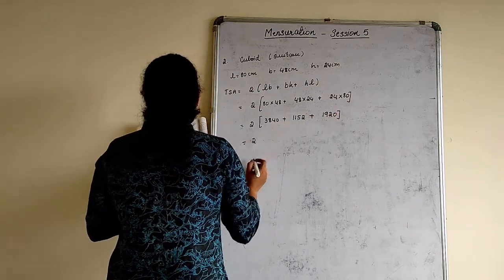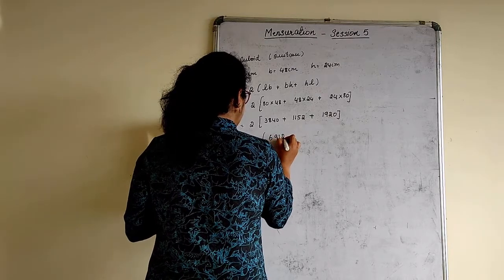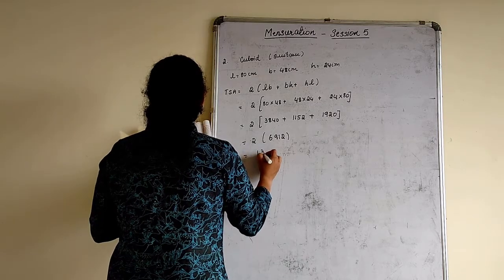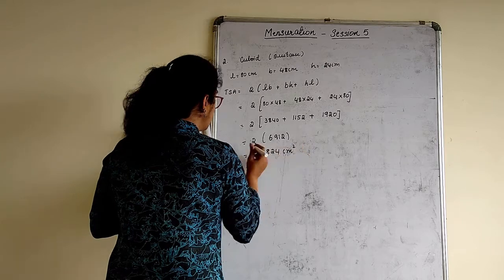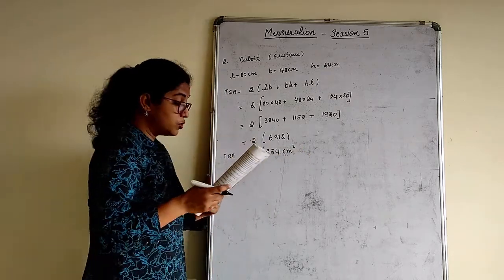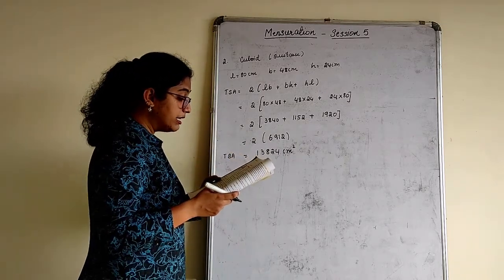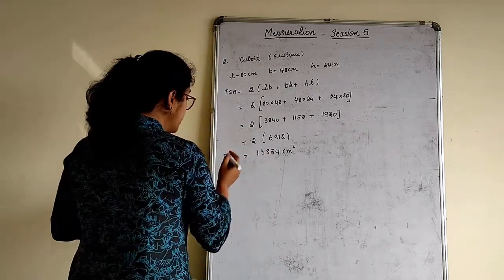So this will give you 6912. 6912 into 2 will give you 13824 centimeter square, TSA of the suitcase. Now this is the TSA of the suitcase. Now read the question. Length of the tarpaulin cloth required we have to find, right? To at least cover one such suitcase.